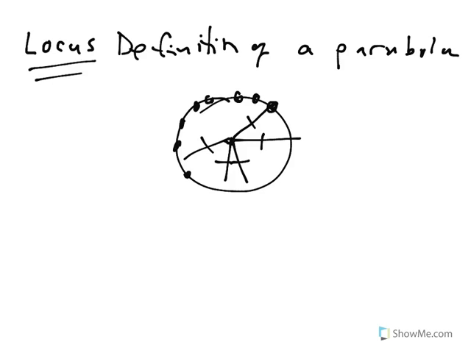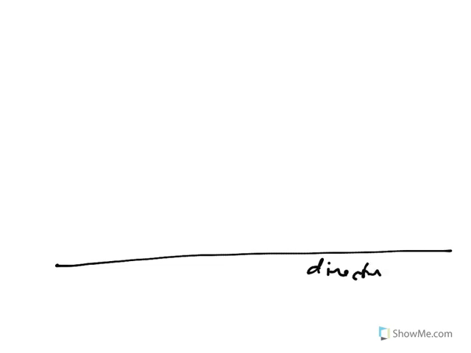Well, there's also a locus definition of a parabola. And the way it works is this. You have a line. The line can be vertical, horizontal, any direction. We call that line the directrix. And we have a point anywhere you want, and that's called the focus. And there's a property.